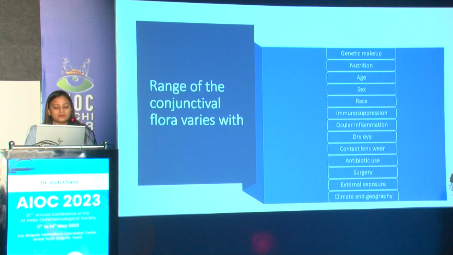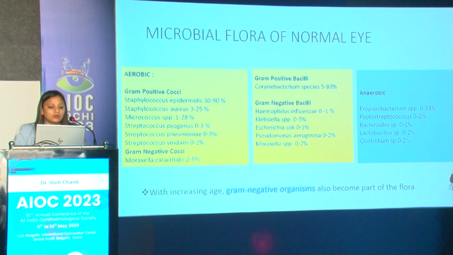The range of conjunctival flora varies with genetic makeup, nutrition, age, sex, race, immunosuppression, ocular inflammation, dry eye, contact lens wear, antibiotic use, and surgery, external exposure, climate, and geography. The microbial flora of normal eye, the most common predominant is gram-positive cocci, and Staphylococcus epidermidis tops the list with 30 to 90%.